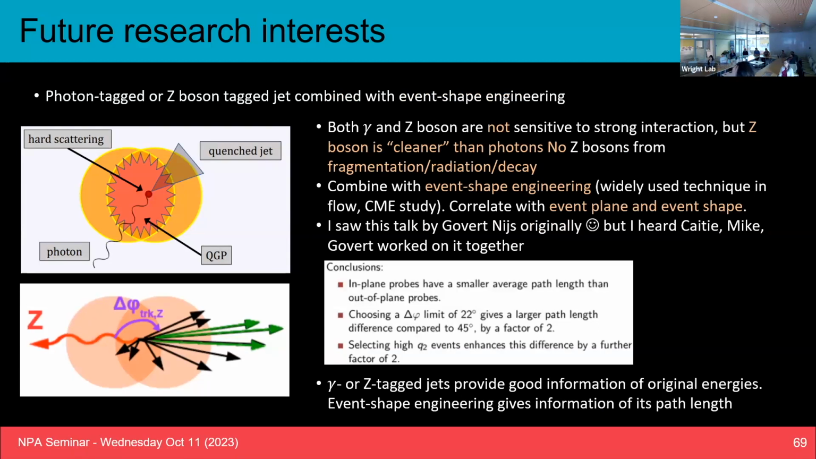I think you need to think a bit more about this one. I'm not sure, because I was told the statistics can be more of a problem. So I don't know how many events we really have, because you have to use event shape engineering. It's a bit more differential. You also have to correlate with the event plane, and make a selection of event shape, which also reduces your statistics. So I don't know in the end if you have enough events to see it.